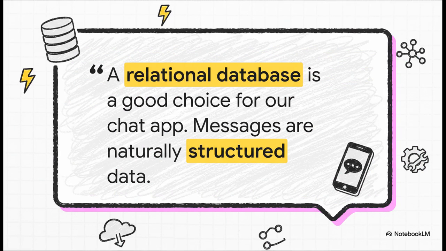So, for that storage layer, we're going with a relational database, something like SQLite. Now, why is that? Well, think about it. Chat data is naturally structured, right? Messages belong to conversations, they have users, they have statuses. A relational database is just perfect for managing all those connections efficiently and keeping our data reliable.